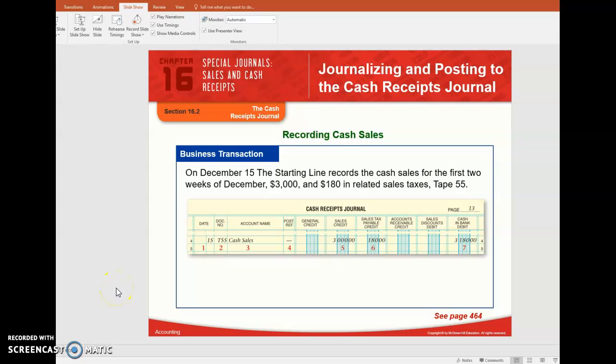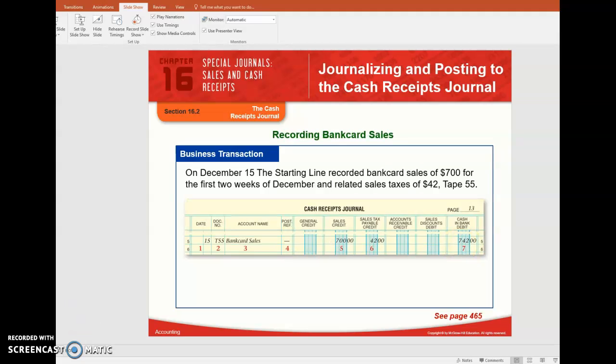So they're just showing you this one is a sales. Cash sales for the first two weeks of December, $3,180 in sales tax. So we're going to put in the sales, $3,180 in sales tax, add these together, and it's $3,180. This one is the bank card. Bank card sales transactions are treated just like cash sales, so the same thing. You still use the same columns: sales credit, sales tax payable for sales tax, add these two together, and your cash and bank will be what these two credits equal.